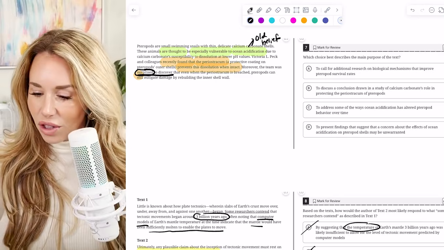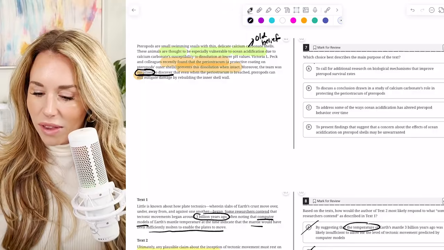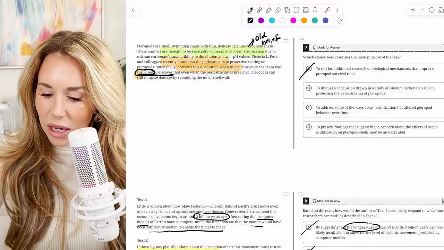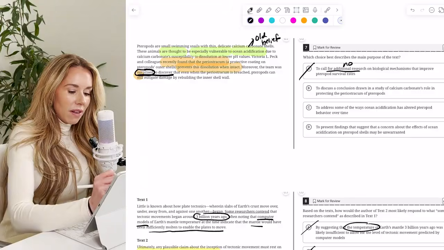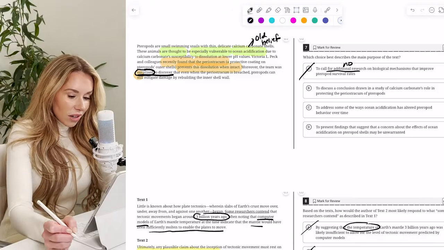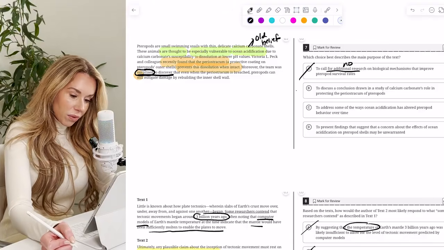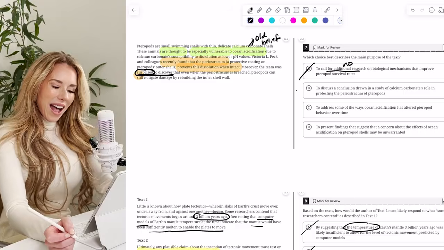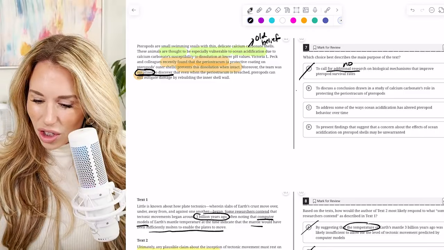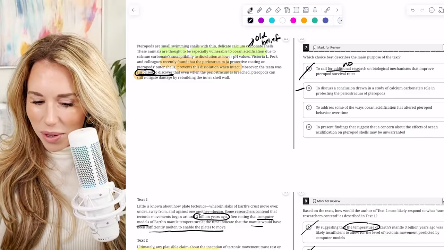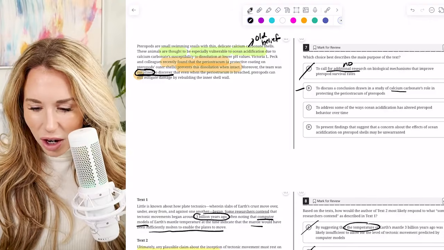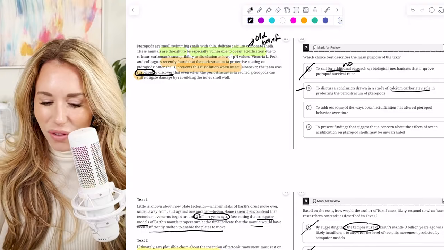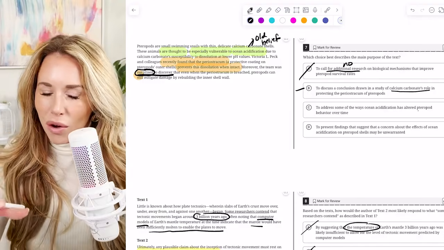A, to call for additional research on biological, nope, they're not asking for additional research. B, and let me just write no on that. To discuss a conclusion drawn in the study of calcium carbonate's role in protecting the periostraticum of pteropods. But I'm not really sure if that's the main purpose. I didn't hear much about calcium carbonate's role. That kind of feels like a minor detail. Let me hold that though.